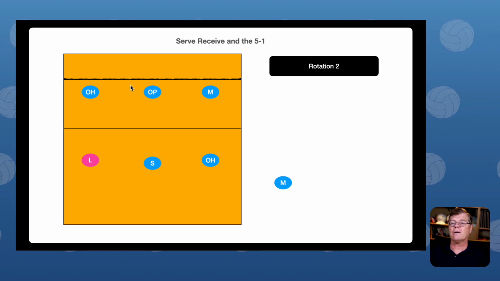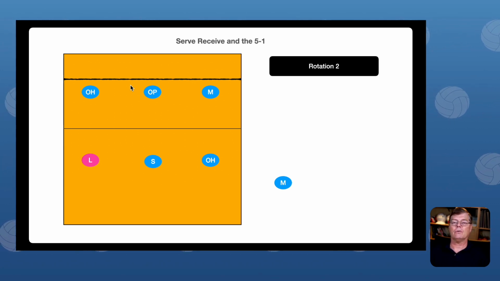So let's go back. We're now in rotation 2. Notice, how do I know we're in rotation 2? Well, the setter is in the middle back position, for one. My server was the outside hitter. We didn't show the serve. We went right to the next serve receive. So we assumed that we got the ball back. Our outside served, lost the point. Now we have to receive.